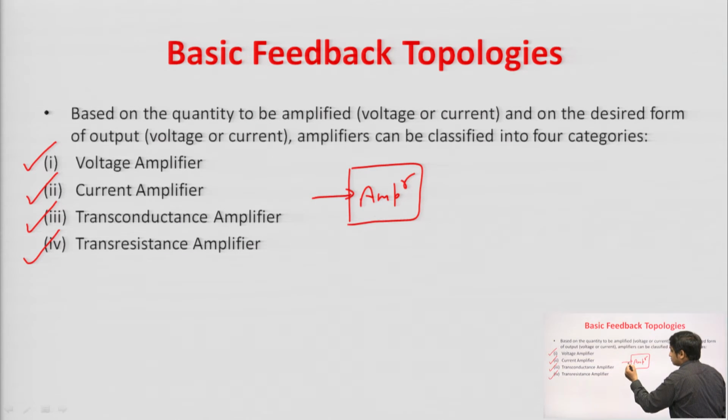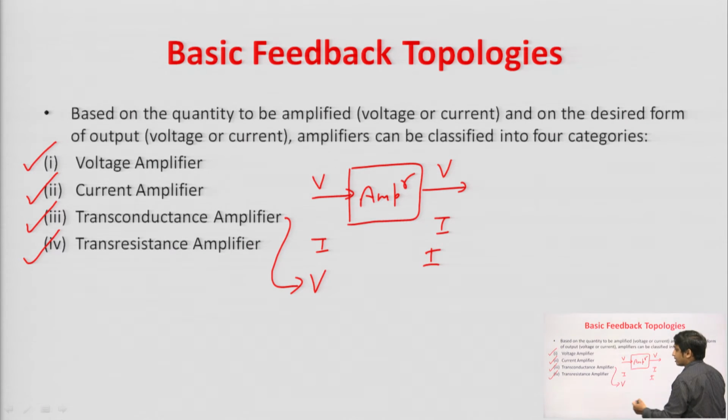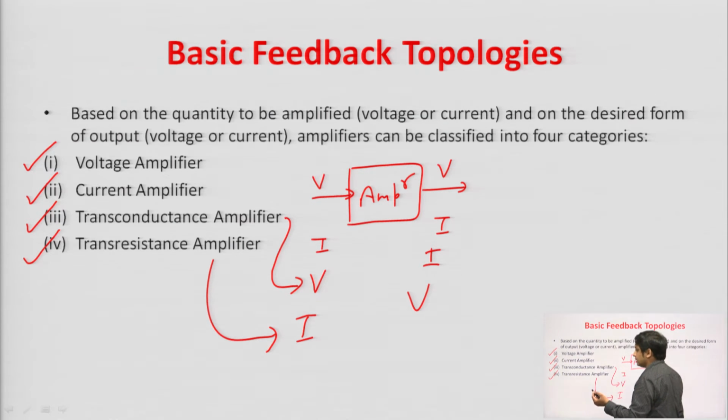If we are applying voltage and we are getting voltage, this is called a voltage amplifier. Input is voltage, output is voltage. If your input is current, output is current, that is your current amplifier. If input is voltage, output is current, then that is your transconductance amplifier. In a transresistance amplifier, input is current and output is voltage. We can understand it very easily.